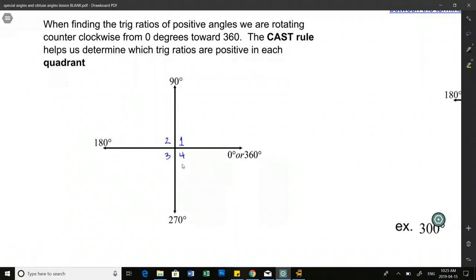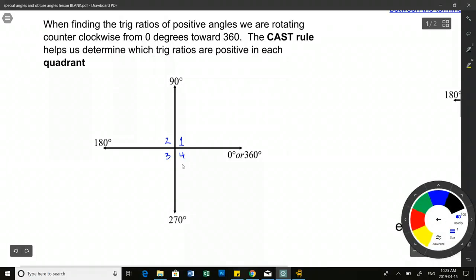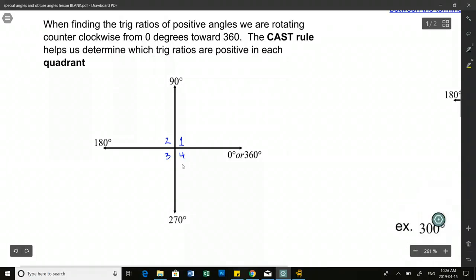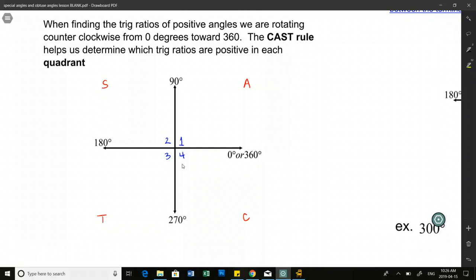And we will get different values for our trig ratios as far as positives and negatives depending on which quadrant we are in. And there's a really easy way that we can remember which trig ratios will be positive in which quadrants, and that is the CAST rule. So the CAST rule starts in quadrant 4, and I write the word CAST, working my way counterclockwise around, and I'll show you what these mean in a second. So we draw the word CAST, and this is the quadrant from 0 degrees to 90 degrees.